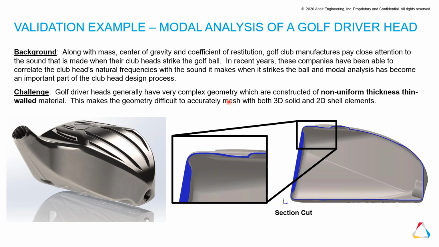Another example here, this is a golf driver or golf club. You can see here, a golf driver is generally a very complex geometry because it consists of non-uniform thickness, and it's very thin wall. So it's very thin and it's non-uniform. So it will be hard to mesh this with shell elements. If you're meshing it with tetra elements, you're going to have very small tetra, right? So that's the challenge if you're doing this in the traditional finite element method.